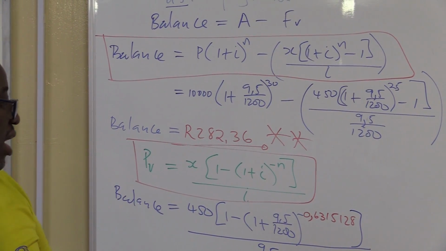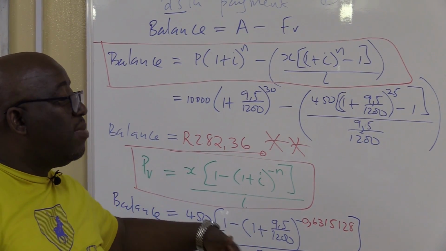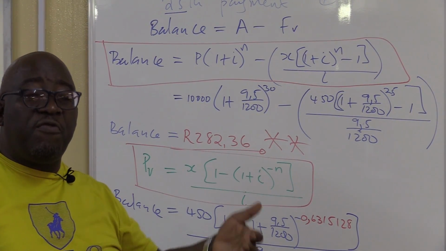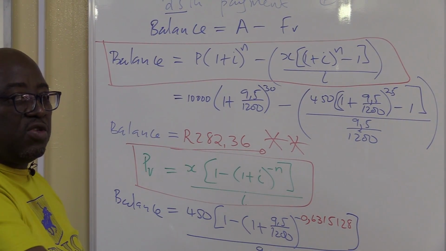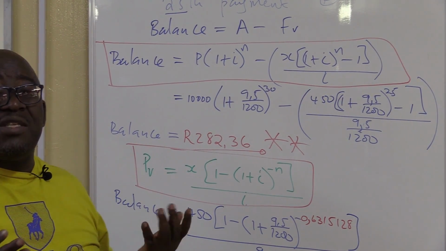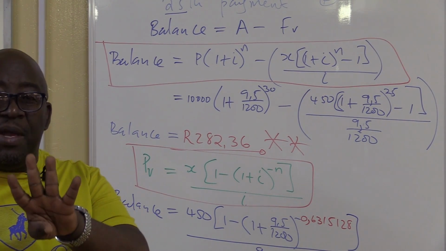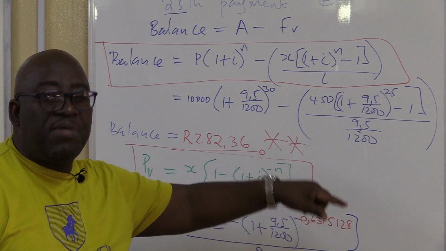Remember, the trick with the second one is when you write your n. Remember, we want the balance after the 25th payment. You see what we have after the 25th payment. If they were asking us for a balance after the 24th payment, we're going to have 1 comma something there.